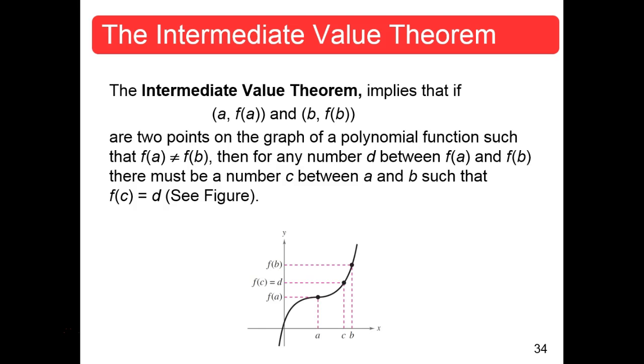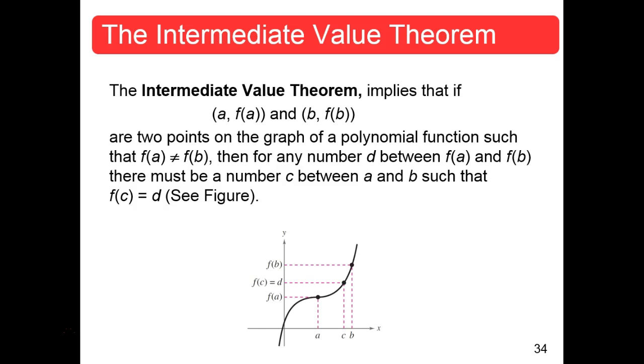Because if f of a is down here, and f of b is up here, a being here and b being there, there is some place where a d in between f of a and f of b, for any number in there, there's got to be at least one place, c down here between a and b, such that f of c is equal to d. Why? Because it's a continuous function. You can't get from here to there without going through every point in between the two.